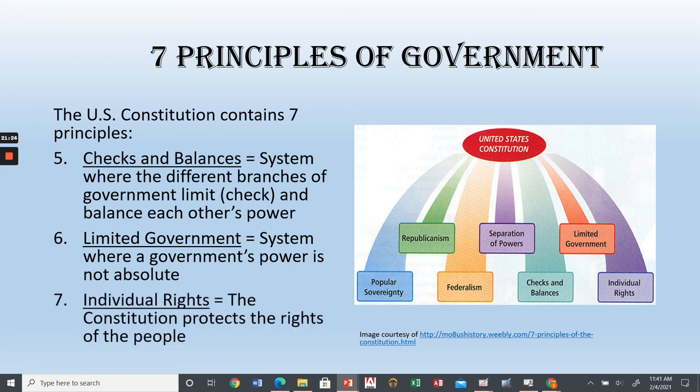Finally, number 7, individual rights. The Constitution protects the rights of the people. Some of that's within the main body of the Constitution itself. Many of these are going to come about when we talk about the Bill of Rights, the first 10 amendments. Those are changes. The first 10 changes to the Constitution are going to be called the Bill of Rights. And those really specify people's individual rights. But even within the main body of the Constitution, individual rights are protected as well. All right, so these are the 7 principles of the government.